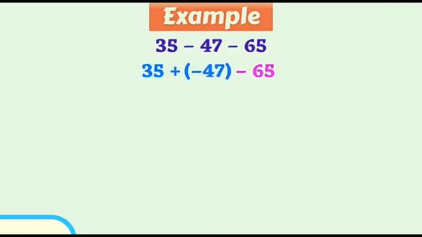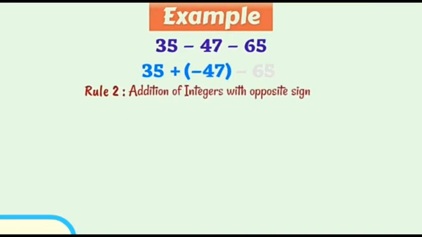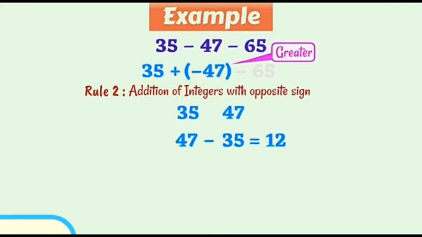Let's add 35 plus minus 47. Here both numbers have different sign. So we will use rule addition of integers with opposite sign to find the answer. So when adding integers of the opposite signs, ignore the signs of numbers. Numbers without sign are 35 and 47. Subtract smaller value from greater value. 47 minus 35 is equal to 12. Integer with the greater value is 47 and its sign is negative. So let's give negative sign to the result. So the result becomes minus 12.